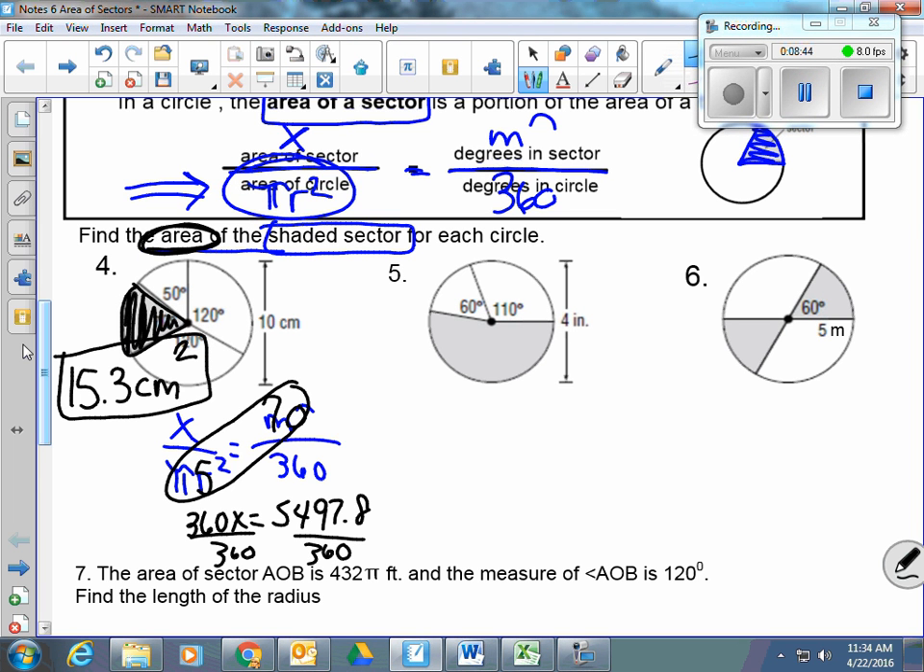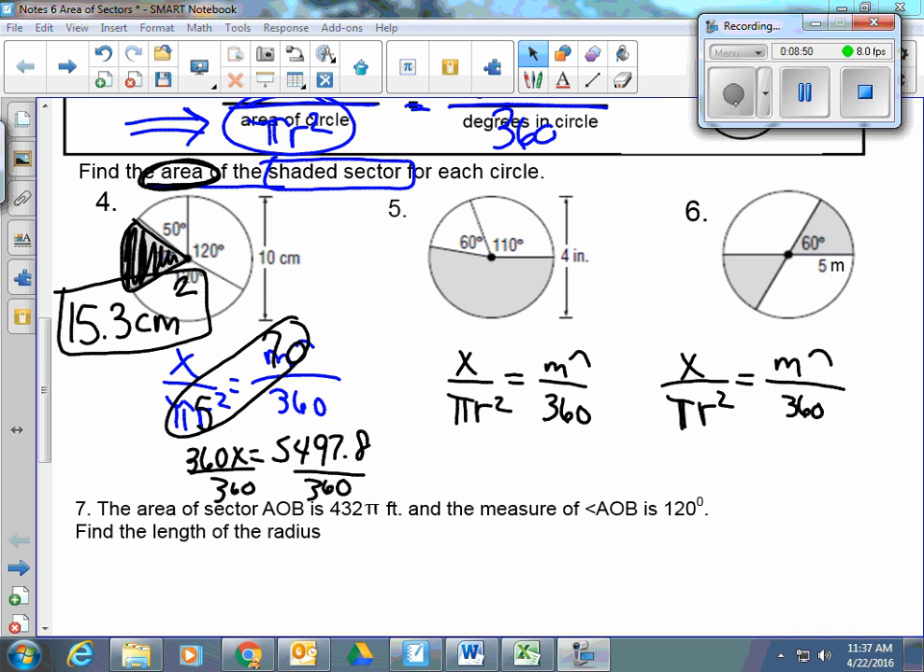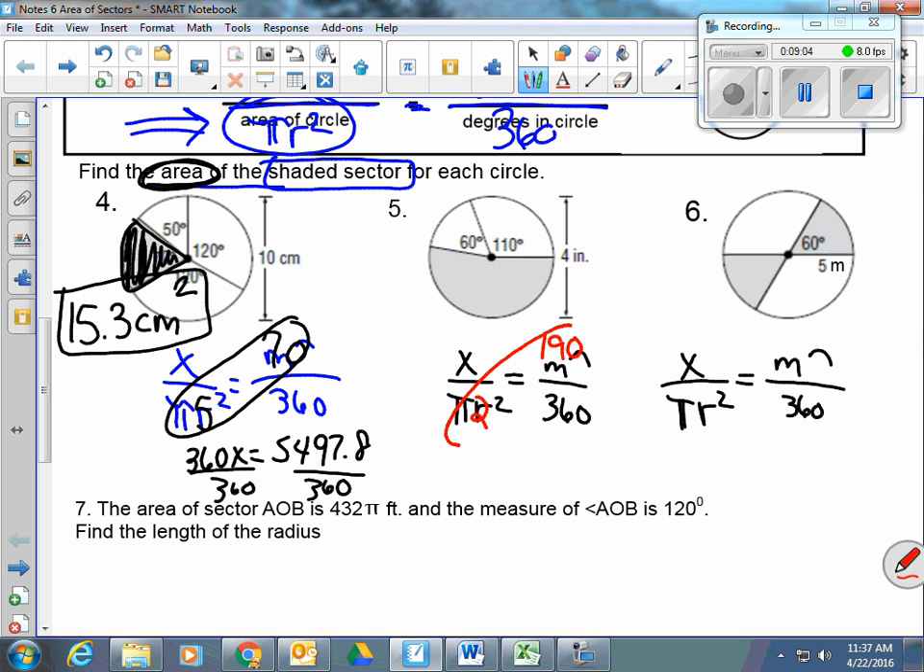Okay? So now I'm going to give you a second. I want you to do 5 and 6. Somebody tell me, what do we use for our radius on number 5? 2. Very good. And what was the measure of my arc? 190 again. And when I cross multiply, did you come up with an answer of 6.6 inches squared?